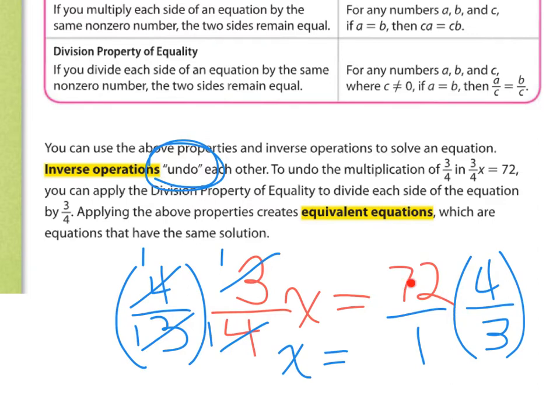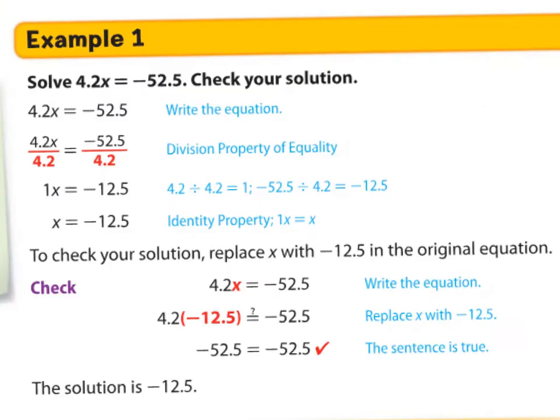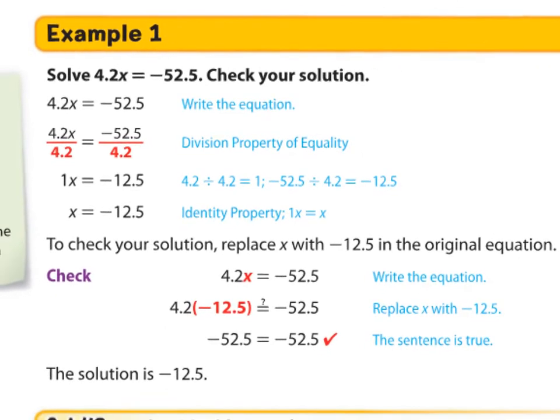Cross-reference the 3 and the 72, and we get 24. 24 here, and 1 here. And now we multiply straight across. 24 times 4 equals 96. And they told us that was our answer earlier, remember? So 3/4 of a number is 72. That number is 96.